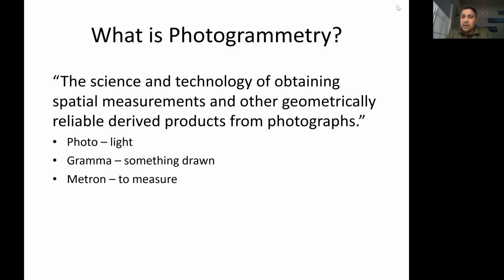The photograph can become what's known as a base map, and you can draft on top of that base map. So if it's utilities or whatnot, you could be drafting road networks and paint stripes and curbs and gutters and whatever the case may be, whatever the photograph has on it and the objectives are. Okay, so photo, light, gramma, something to draw, as I was just mentioning, and then metron, that's to measure. So those are your core elements of photogrammetry.